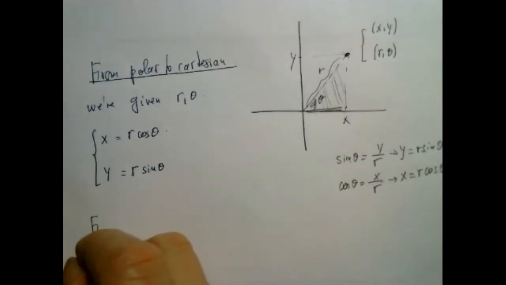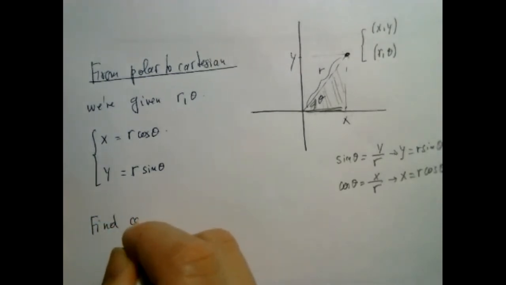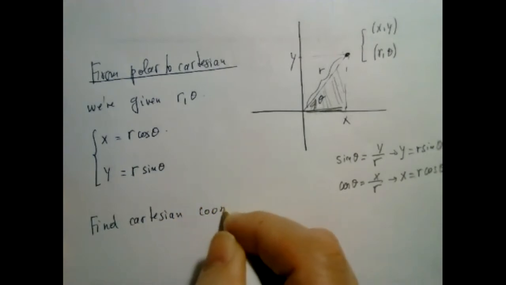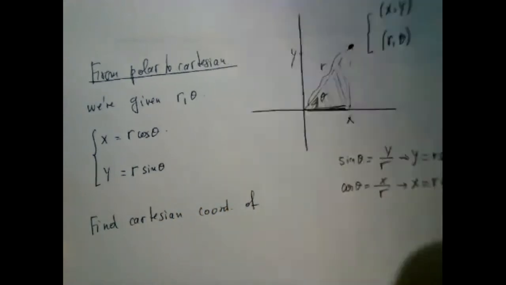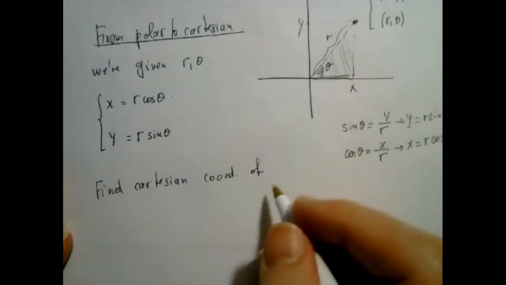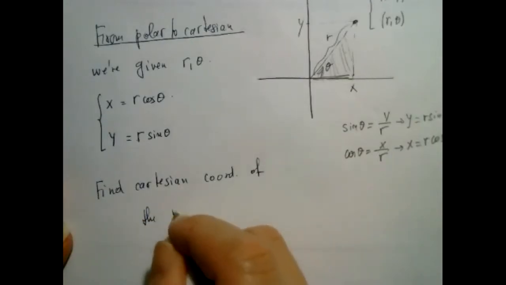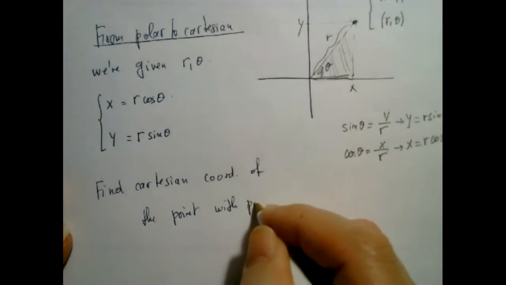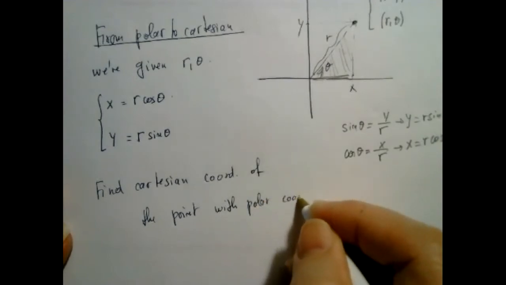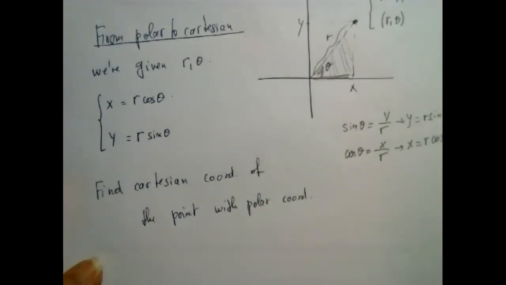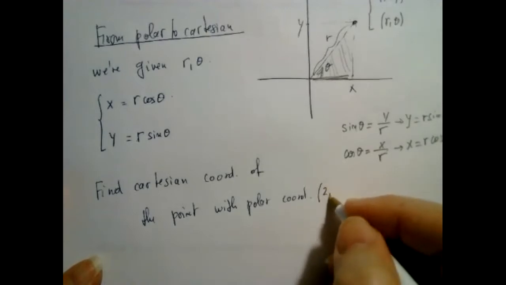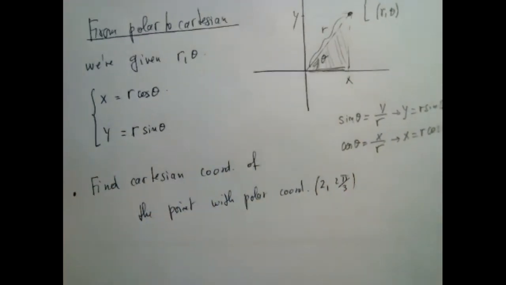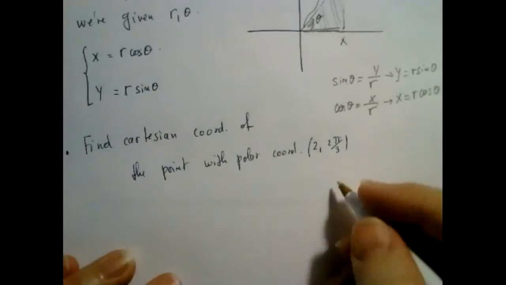Find the Cartesian coordinate of the point with polar coordinate, anything you want. So let us assume the polar coordinate is (2, 2 pi over 3). Right, so this is my point.